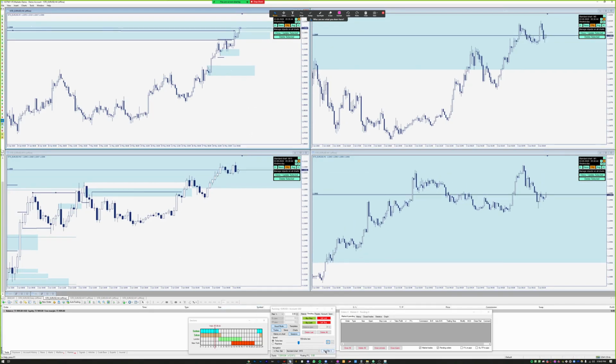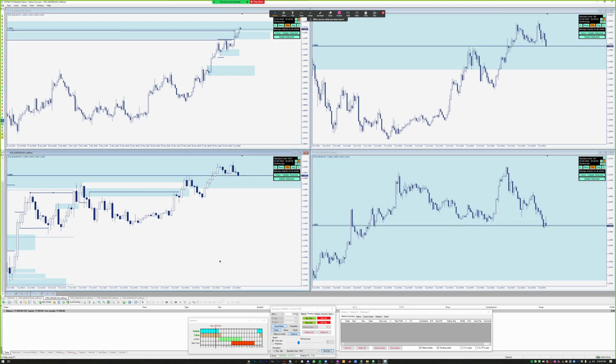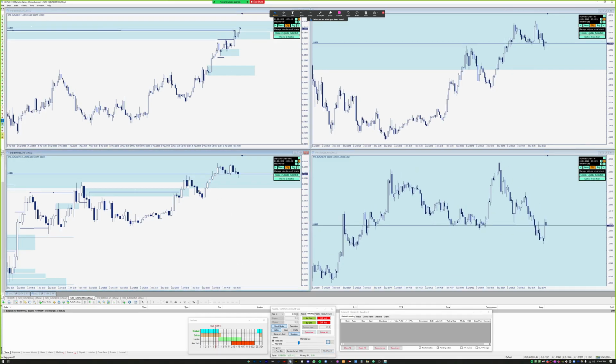So let's see. Here's Frankfurt open. So I'm just going to mark out some of the zones that I feel could potentially hold. So we have this one, right? Swept liquidity here.